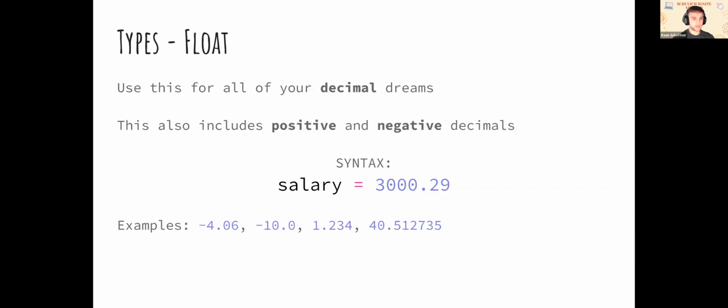Now we have floats. Floats are any number with a decimal value attached to it. Again, they can be positive and negative like integers, and you just define it like so. If your salary is 3000.29, that would be a float type. One thing I want you to pay attention to is this value here, this -10.0. It's technically a whole number, but because it has the 0.0 at the end of it, its type becomes a float type. You could do 0.0, that'd still be a float. That's the difference between a float and an integer type in Python.